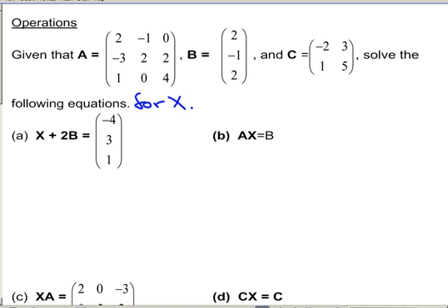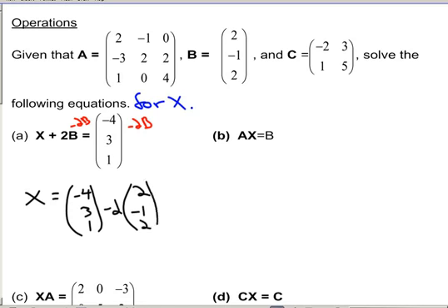Okay, well, in a regular equation, if we had x plus 2b equals something, we'd just subtract 2b from each side. Same thing in this case. So we'll have our x matrix is equal to negative 4, 3, 1, minus 2 times our matrix B, 2, negative 1, 2. Okay, so that'll be negative 4 minus 2 times 2, or negative 8. 3 minus 2 times negative 1, so that'll just give us 5. And finally, 1 minus 2 times 2, which will give us negative 3.